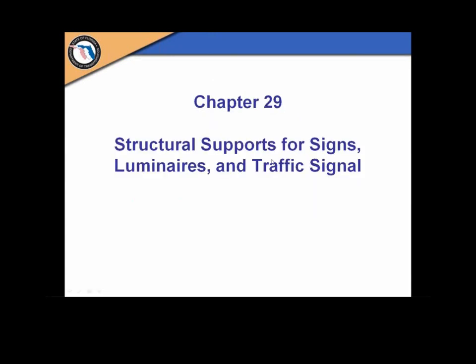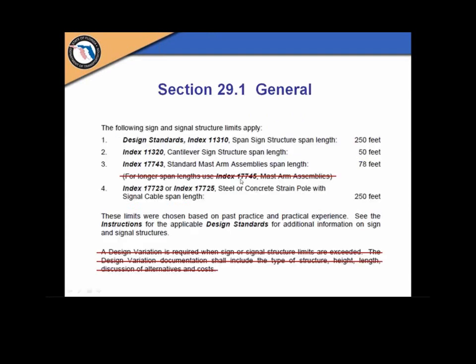We made some revisions to Chapter 29, which covers structural supports for traffic-related supports. This has been in there for quite a while. Several years ago, we added some restrictions on lengths and maximum span lengths that we would allow on our span sign structures, our cantilevered sign structures, our mast arms, and our strain poles.